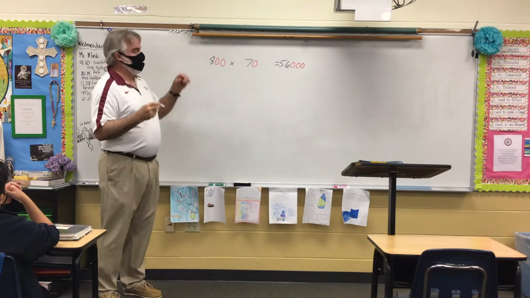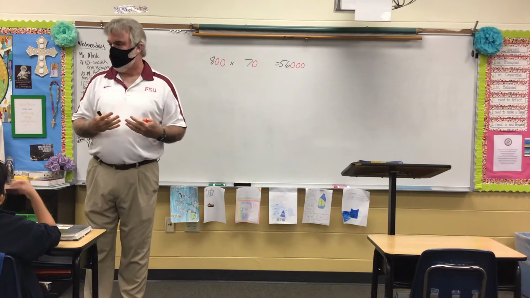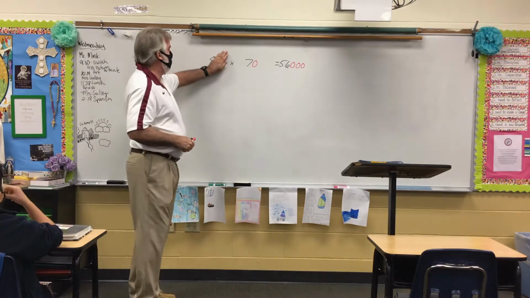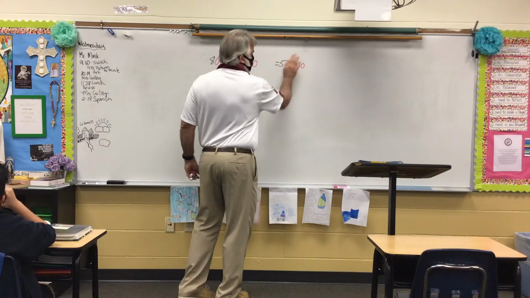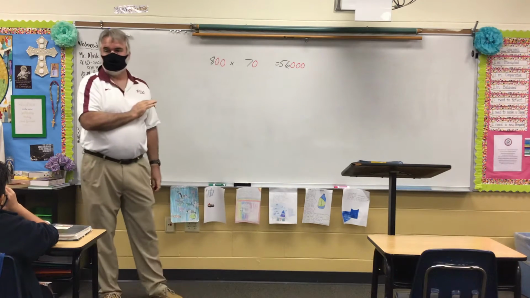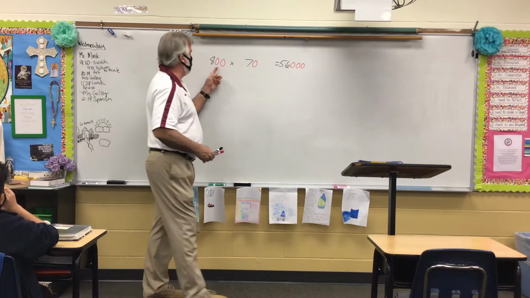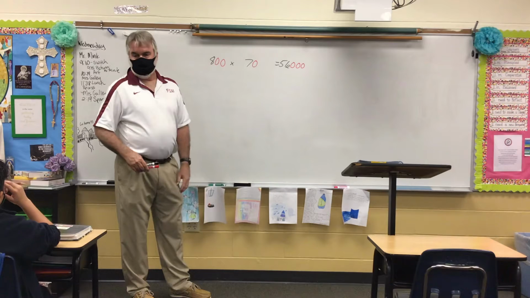All that you're looking at today, when you have zeros on the end, all that you're looking at is the basic fact. 8 times 7 equals 56. And then you count the zeros. 1, 2, 3, 1, 2, 3. Pretty simple?